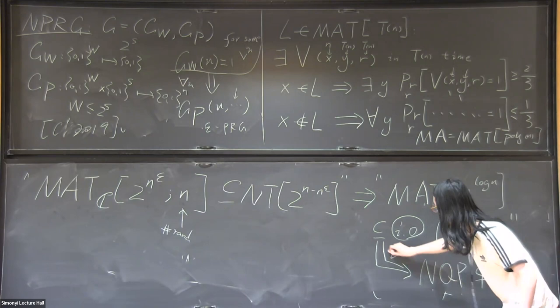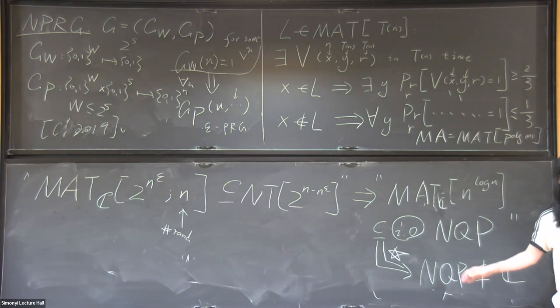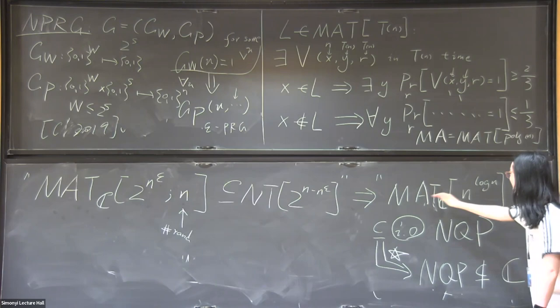So why, if I have a quasi-polynomial time generalization of the Merlin-Arthur proof system with a C verifier, should I be able to get non-circuit lower bounds for NQP? Any questions? This is a bit technical. I wrote this N log N for some reason, but to make it completely correct, think of it as just MA if you don't like the N log N. So I'll try to explain why the star works.